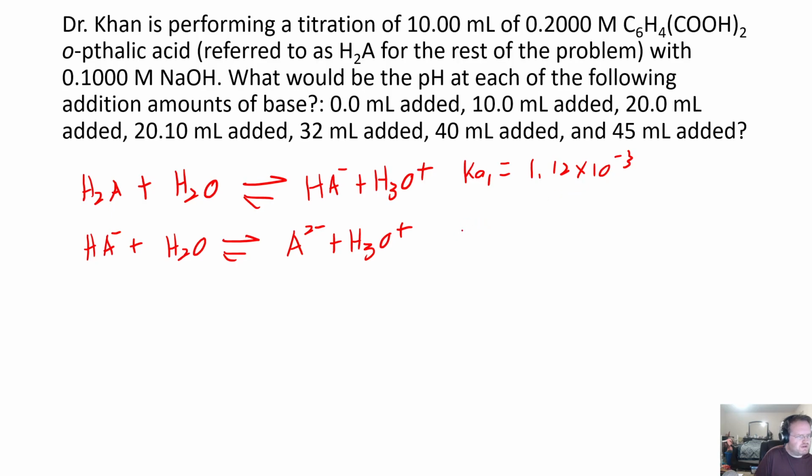That's supposed to be a 3. There's no reason to write a little squiggly on it. Sorry about that. And then Ka2 is 3.91 times 10 to the negative 6. So here are our two Ka statements.